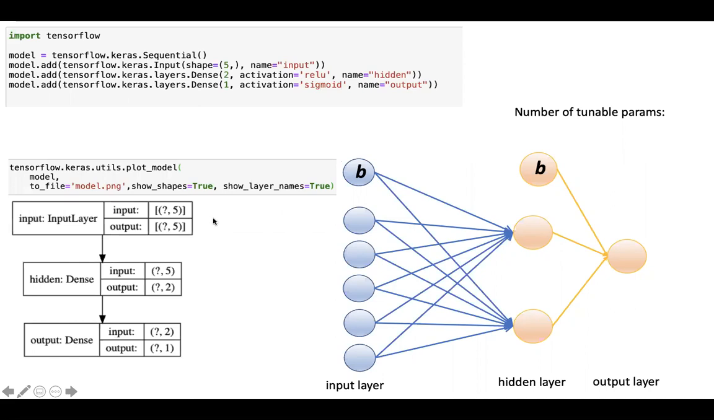Another useful function is TensorFlow Keras utils plot_model. It's more visual. Sometimes it's just easier to visualize the network in this kind of picture, where we have the input layer, hidden layer, and output.